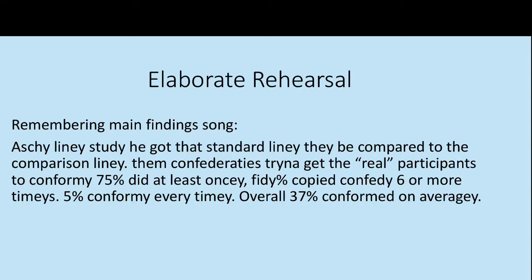Asch's line study, he got that standard line. They be compared to the comparison lines. Them confederates trying to get that real participants to conform. 75% did at least once. 50% copied confederates 6 or more times. 5% conformed every time. Overall, 37% conform on average.